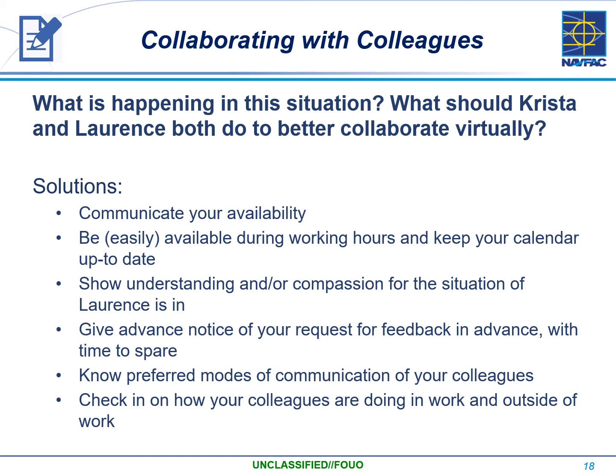Next, we really want to know those preferred modes of communication. We saw in the beginning, Krista was not sure how to reach out to Lawrence, but if she knew he's really responsive on MS Teams, she could go there and get a hold of him more easily without worrying about bothering him. Last, she should check in on colleagues and the work we're doing in and outside of work. If Krista knew that Lawrence had a lot of family responsibilities, she would be able to show a little more compassion and flexibility.